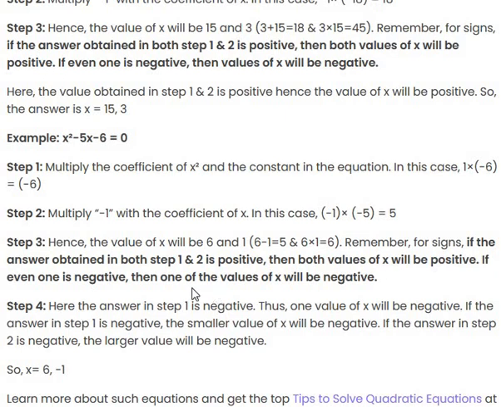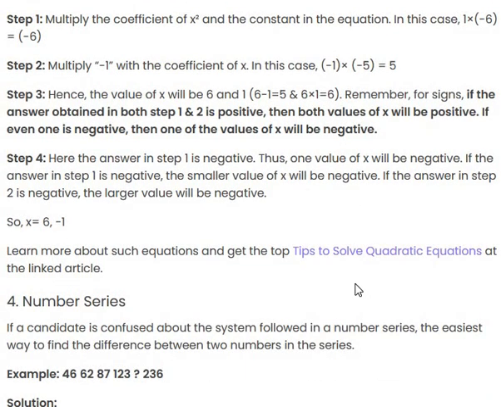Remember, for signs, if the answer obtained in both step 1 and 2 is positive, then both values of x will be positive. If even one is negative, then one of the values of x will be negative. Step 4. Here is the answer in this step. 1 is negative, thus one value of x will be negative. If the answer in step 1 is negative, the smaller value of x will be negative. If the answer in step 2 is negative, the larger value will be negative. So x is equal to 6 and minus 1.